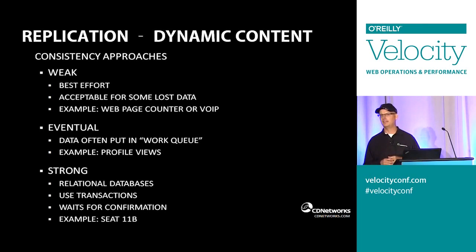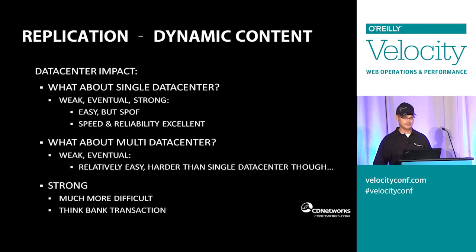Eventual consistency, I tend to think of as something you put into a work queue. It eventually gets there. If you write something and then do a read for multiple locations, you won't necessarily always get the data immediately, but if you wait that hour or however long you've architected your system for, you'll get the data. And then third is strong consistency, where you think of something like database transactions, where you're waiting for confirmation that everything worked, where you're selling seat 11B just one time.